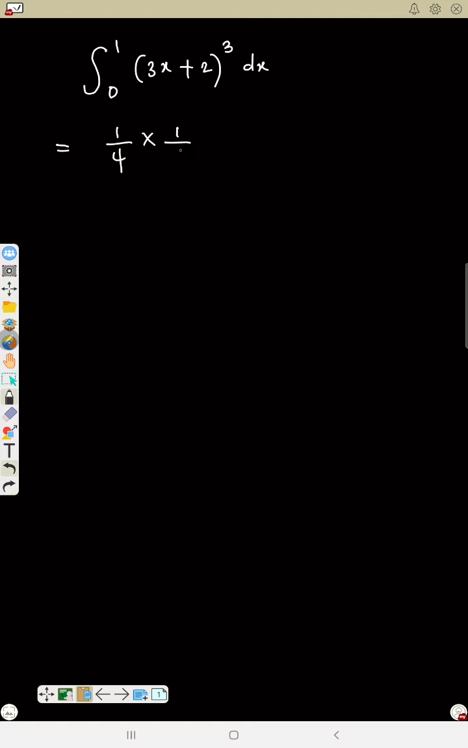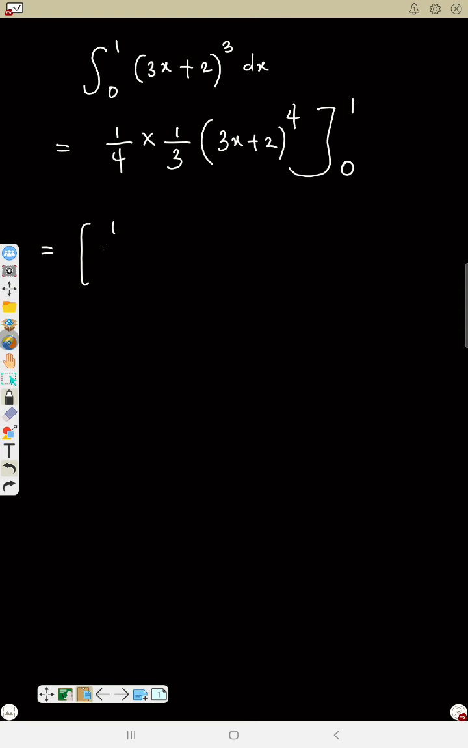Turn it upside down, 1 over 3. Then bracket, rewrite everything, 3s plus 2. Now add 1 to the power, that is 4 ds. So that means 4 plus c, but I don't need to be writing plus c, remember. So write your 1 and 0. Anytime you have upper and lower limits, you can ignore plus c.